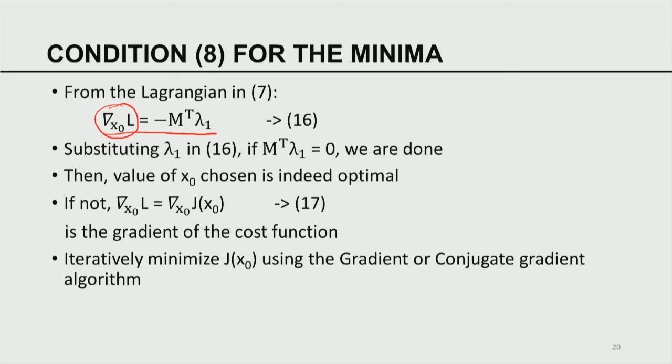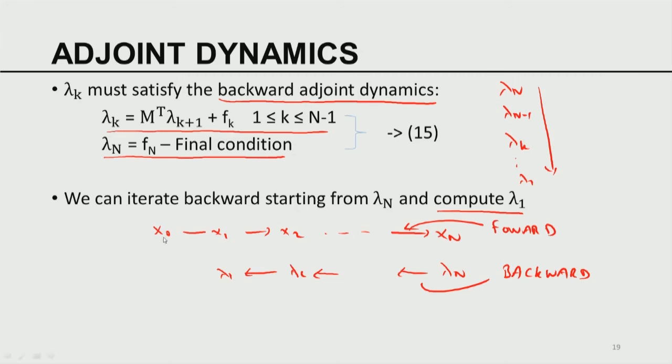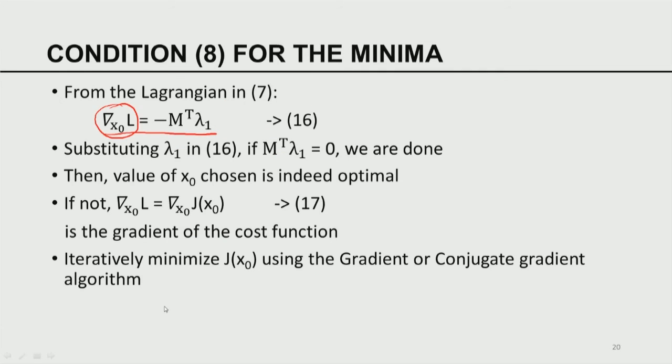So if it turns out, let me go back. If it turns out the x naught I chose, from which I computed x1, x2, x3, x4, from which I computed the errors, from which I computed the fn's, from which I computed the lambdas, from which I computed minus m transpose, from which I computed minus m transpose lambda 1, and if this lambda 1 happens to be 0, well and good, I'm done.